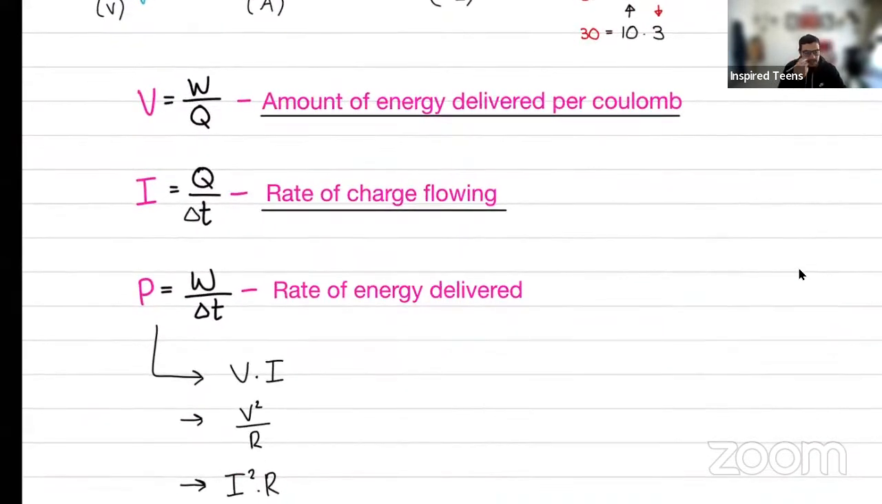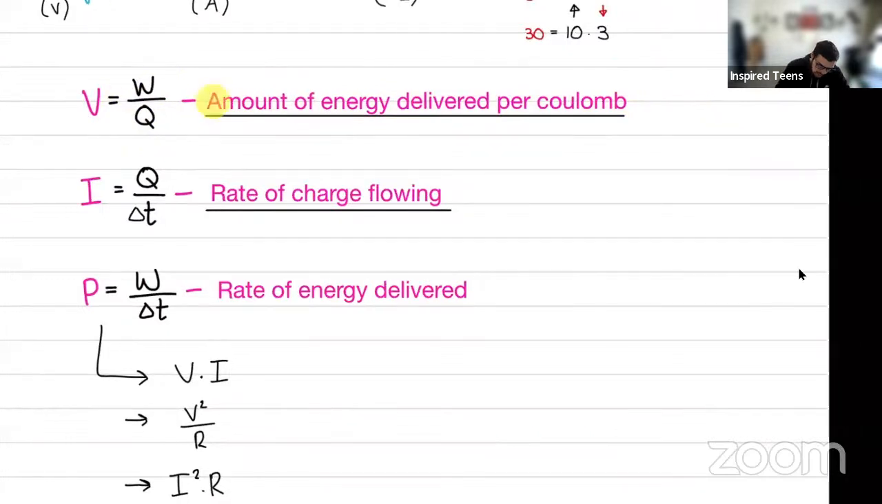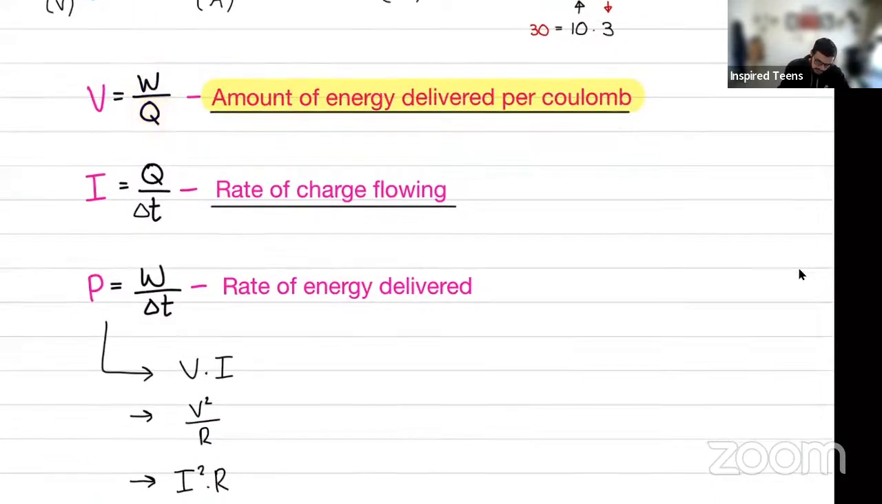Now let's discuss some formulas as well as some definitions, or rather the formulas that have given us those definitions. Voltage is equal to W over Q, where W is work and Q is coulombs or charge. We refer to this as the defining formula because it gives us the definition: voltage can be defined as the amount of energy delivered per coulomb, or work done per coulomb, per charge essentially.